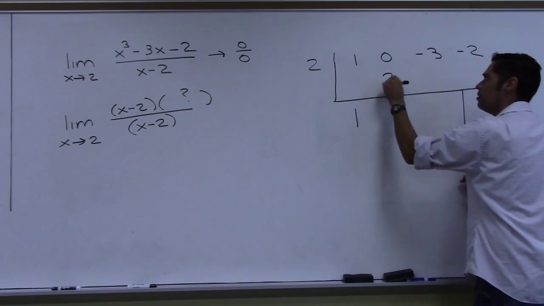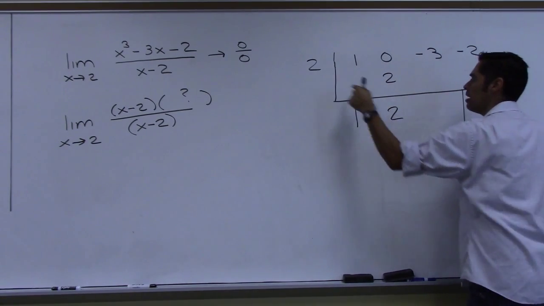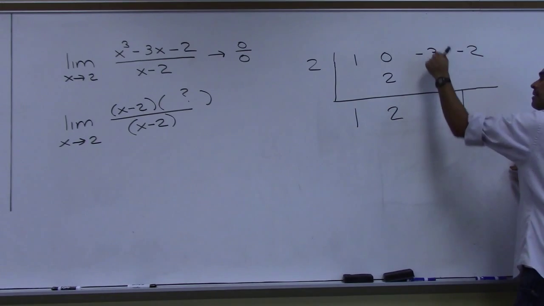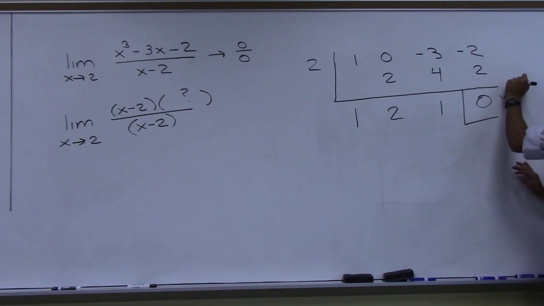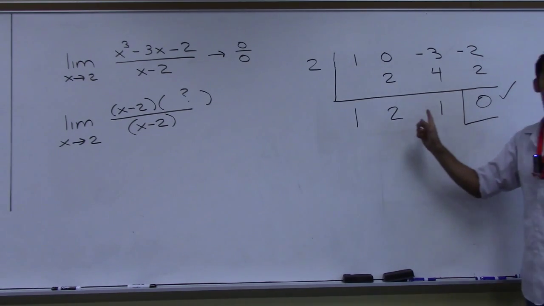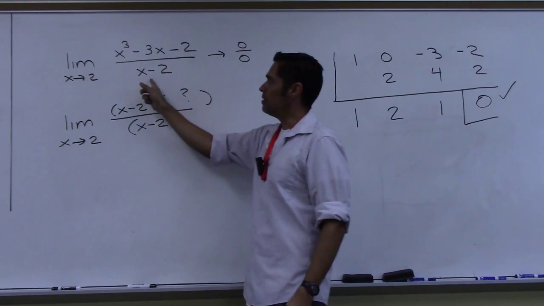2 times 1 is 2. Add down, you get 2. 2 times 2 is 4. Add down, I get 1. 2 times 1 is 2. Add down, I get 0. Yes, that's what I wanted. That confirms that this is a factor of it.